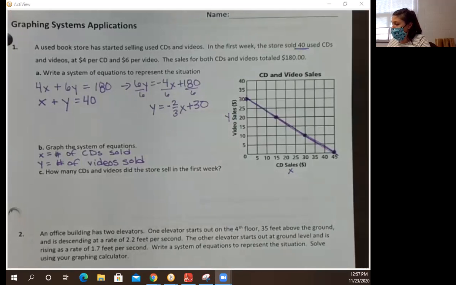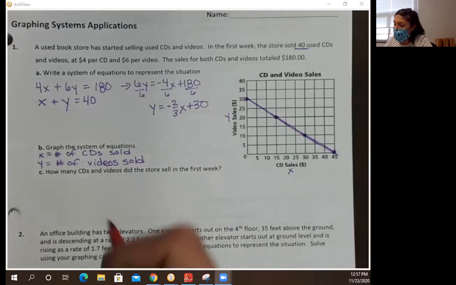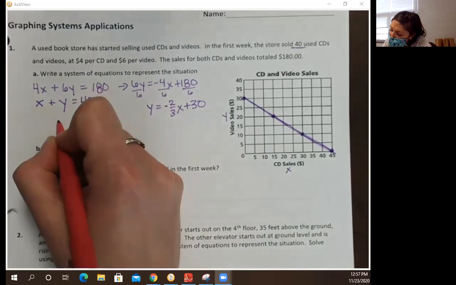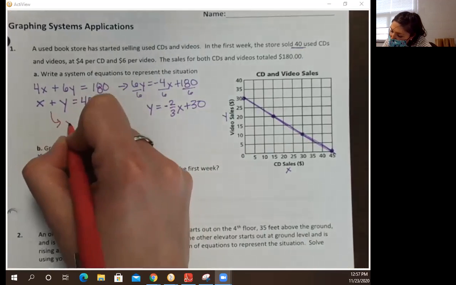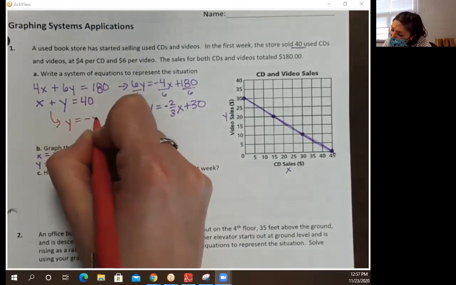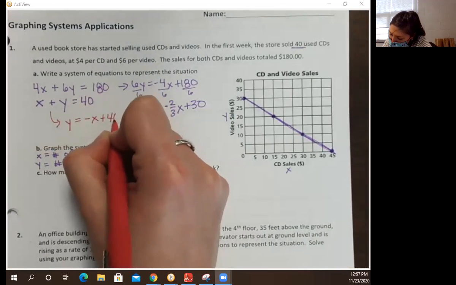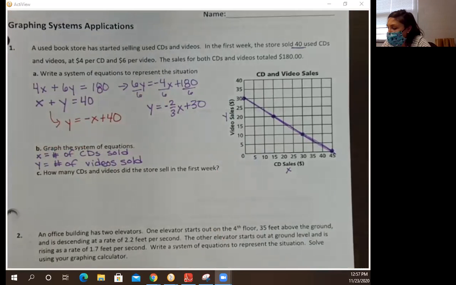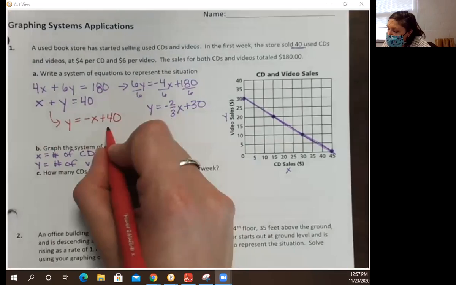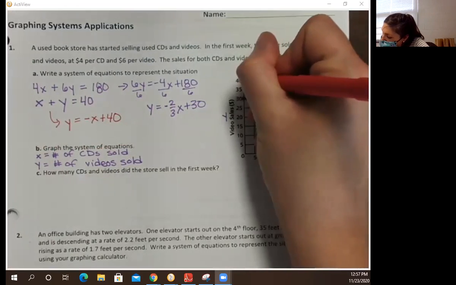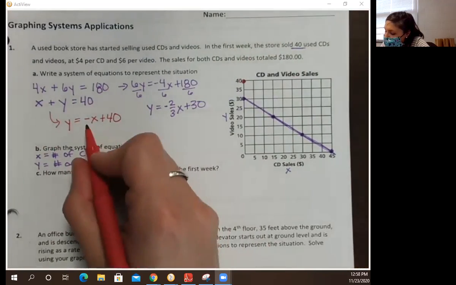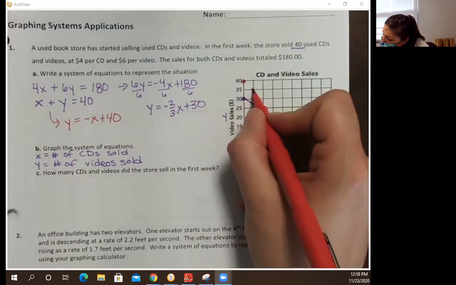And then my other equation, I'm also going to change to slope-intercept form. I'm going to move that x to the other side. So that would be y equals negative x plus 40. And then I'm going to graph that equation. So my y-intercept is 40. And then my slope is negative 1. So I'm going to go down 1 over 1.